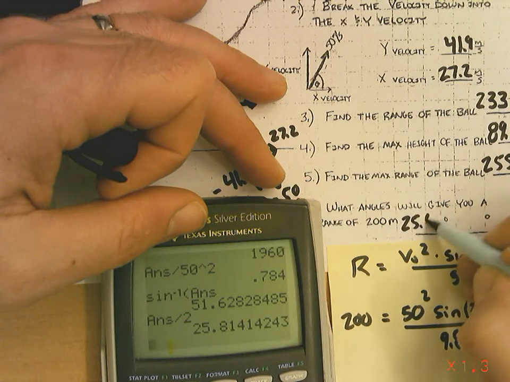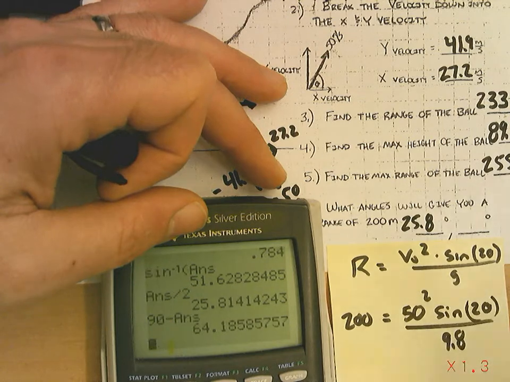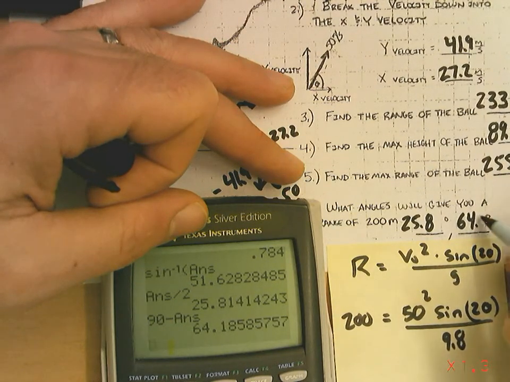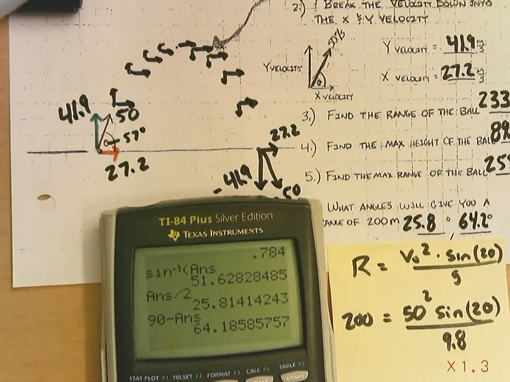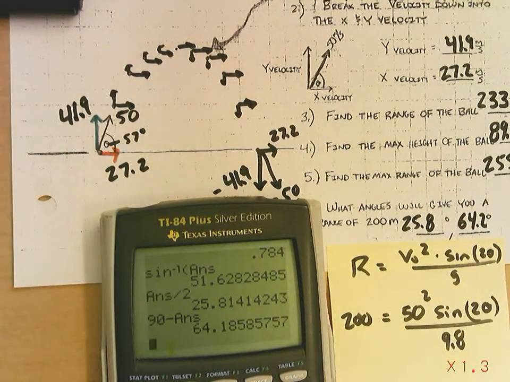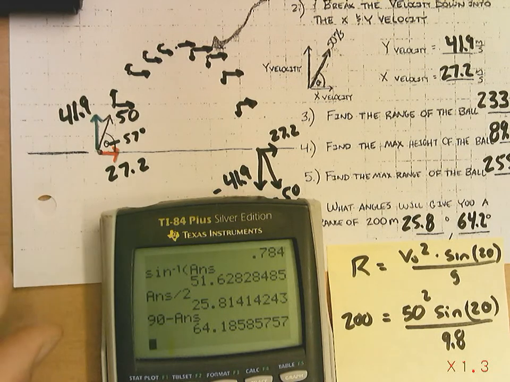It's 25.8. So to get the other angle, 90 minus gets the job done, and we get 64.2. Remember, how far away you are from 0 and 90 dictates how far you go. So if you want to go 200, we use less. We end up putting in 25.8 and 64, and those will get the job done for us. If you wanted to check that then to make sure that it would go 200, we could plug it back through and see what we get.